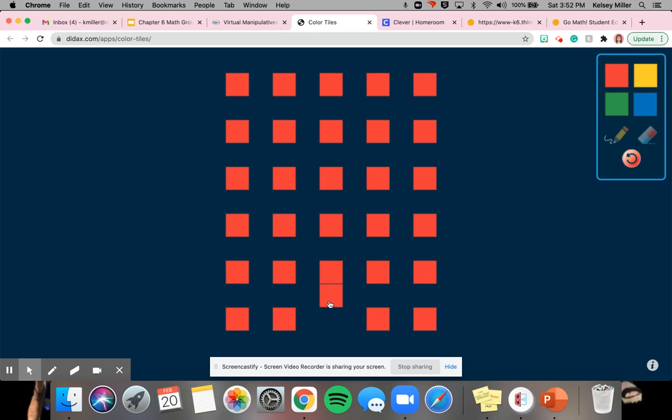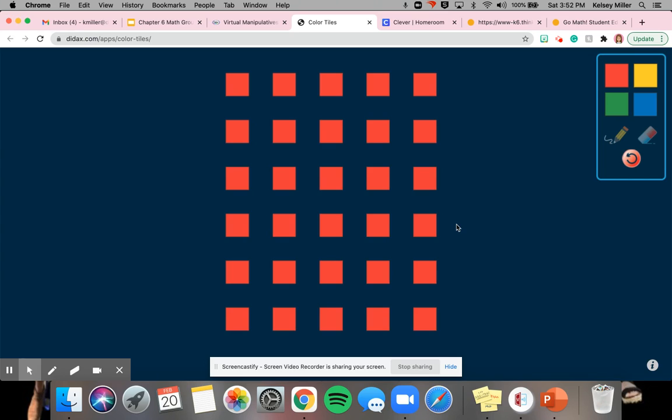Oops, we don't want our tiles connecting. All right, so your array should look like this. You should have 30 tiles split up into rows of 5. If you're not quite here yet, pause the video and finish up your array.